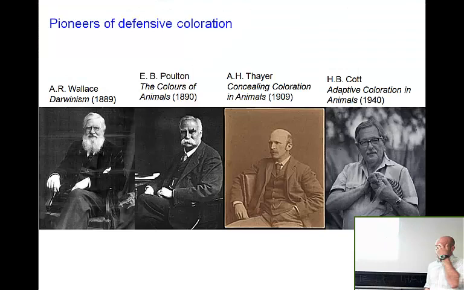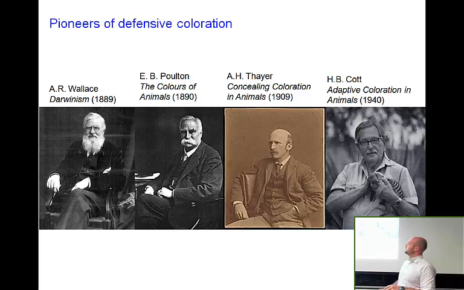So really, we owe a huge amount to the pioneering work of four key proponents of adaptive coloration. And pretty much most of the theories that exist today regarding animal camouflage come from these four individuals. Alfred Russel Wallace, the Oxford zoologist E.B. Poulton, the American artist Abbott Thayer, who's having a bit of a renaissance at the moment, and the Cambridge zoologist Hugh Cott.